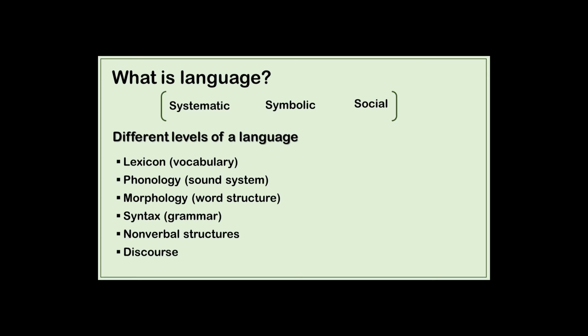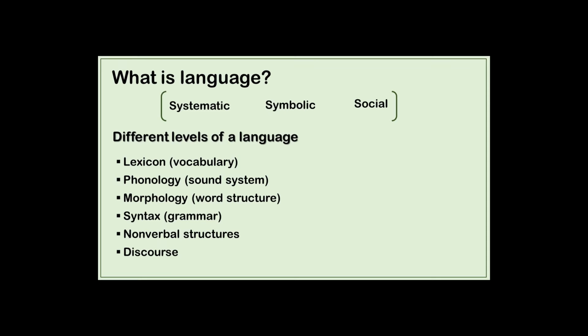Languages are systematic. All languages can have an infinite number of sentences, even if the language speaker does not memorize every sentence. It is possible because languages have their own principles or rules that combine words to form sentences.